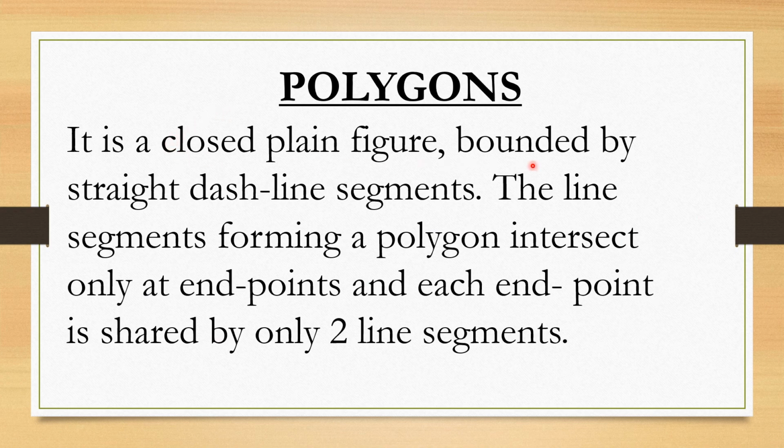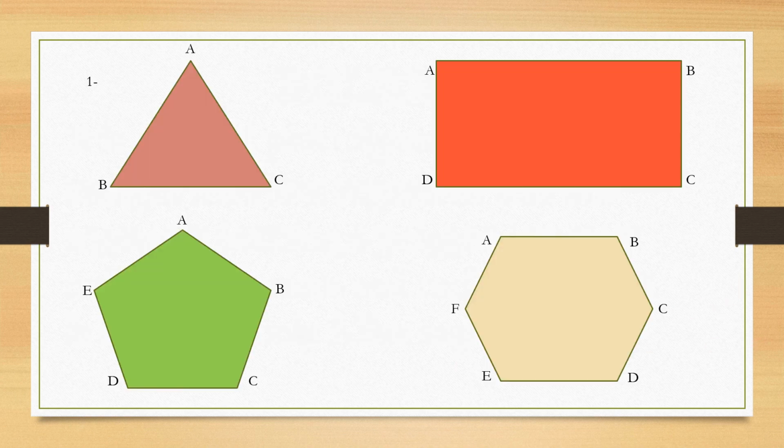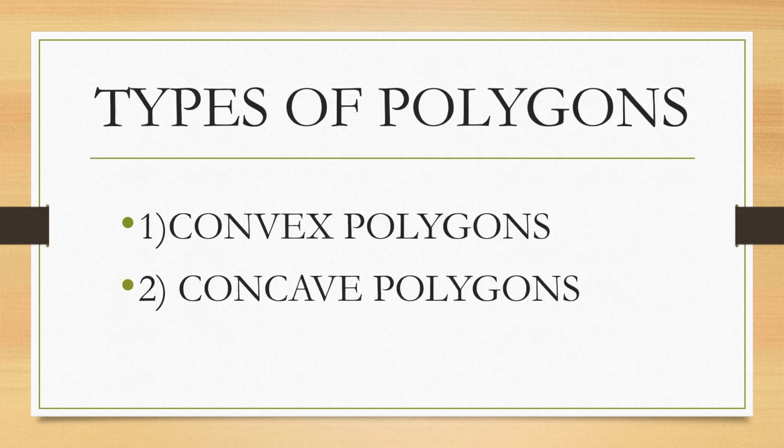Now coming to polygons, most awaited. It is a closed plane figure bounded by straight line segments. The line segments forming a polygon intersect only at endpoints, and each endpoint is shared by only two line segments. To draw a polygon, we need at least three sides because then only you can obtain a closed shape. Now, types of polygons: convex polygon and concave polygon.